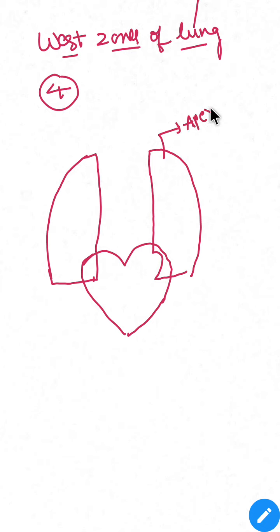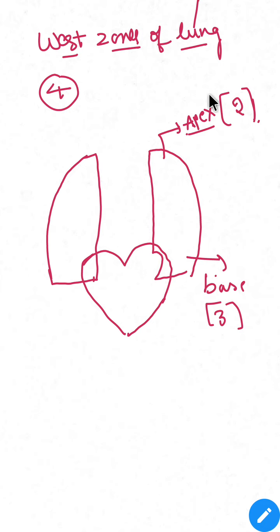At the apex we have zone 2. At the base we have zone 3. In between these two we have zone 4. Zone 1 is usually not present in healthy people. They are present in certain pathological conditions, okay?